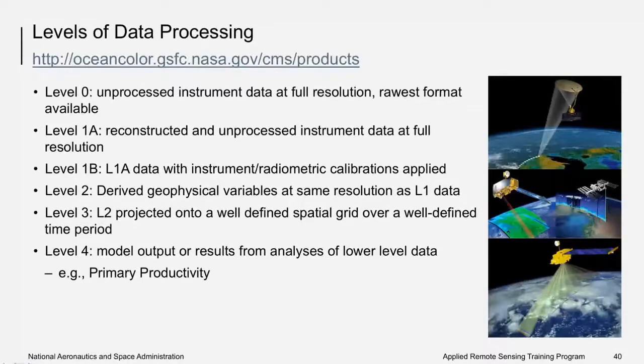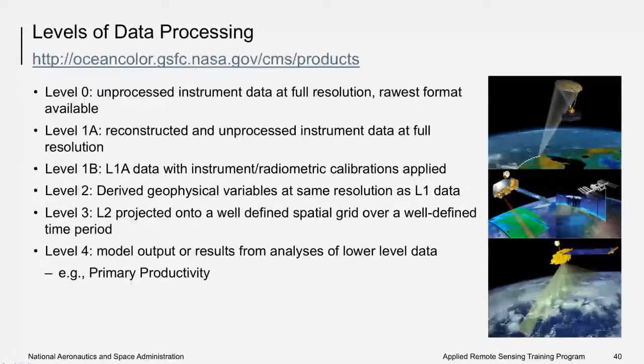Level 2 data consist of derived geophysical variables at the same resolution as the source Level 1 data. These variables, also called data products, include such things as chlorophyll, sea surface temperature, inherent optical properties, among other things. Level 3 data are derived geophysical variables that have been aggregated or projected onto a well-defined spatial grid over a well-defined time period. Level 4 data are model output or results from analyses of the lower level data.